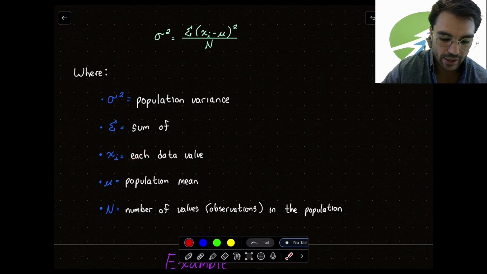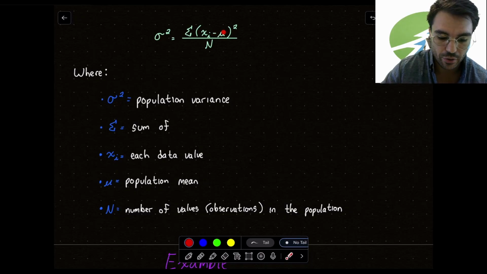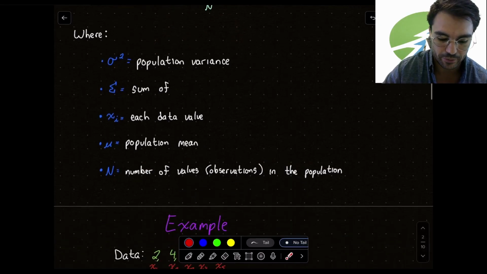X sub i, each data value. And there's a reason we have the sub i here, which we will get to shortly, minus mu, which is our population mean, all divided by n, the number of values or observations in the population. Okay. All right. So again, might look a little spooky. We're going to break it down nice and simply.